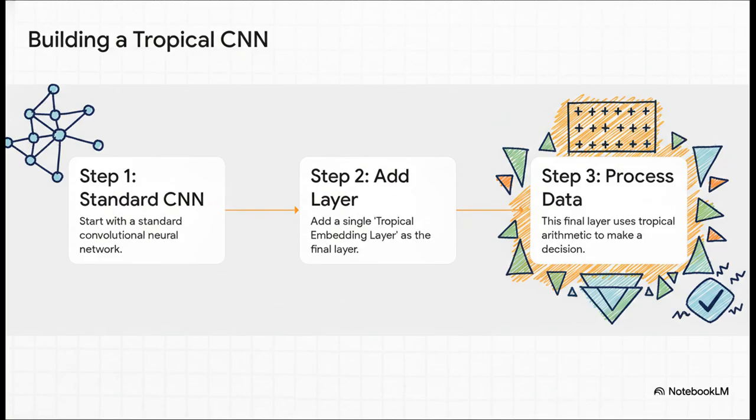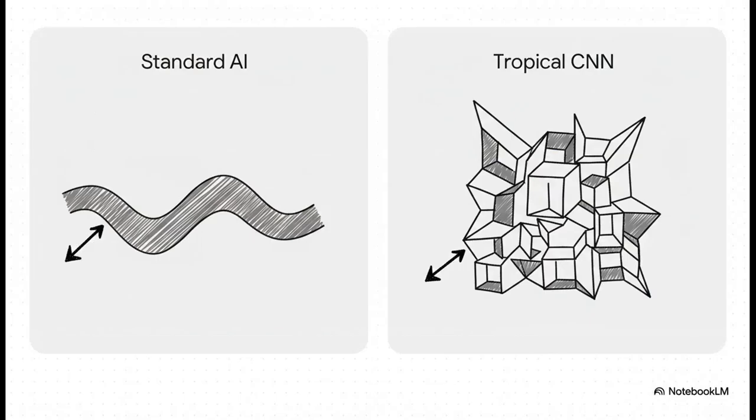And what's so brilliant about this is just how simple it is. Seriously, they didn't have to rebuild the entire AI from the ground up. Nope. Instead, they just took a standard off-the-shelf neural network and added one single specialized layer at the very end. They call it a tropical embedding layer, and it forces the AI to make its final decision using those tropical math rules.